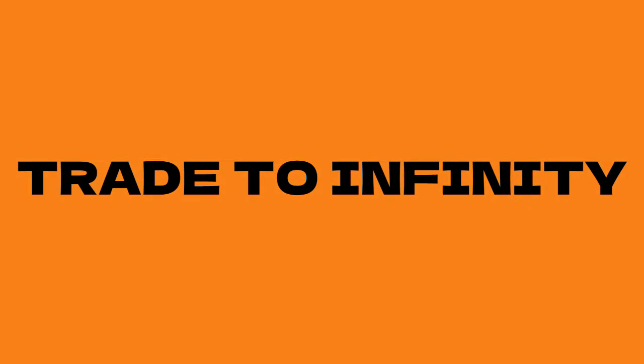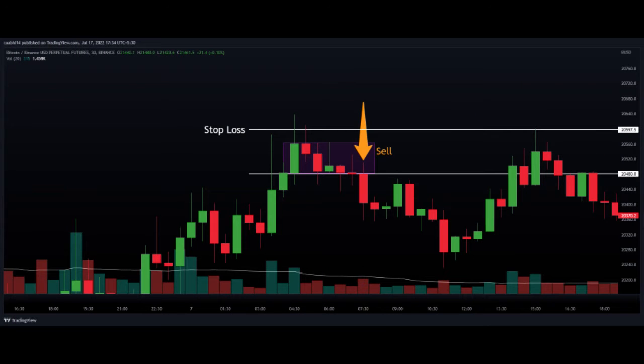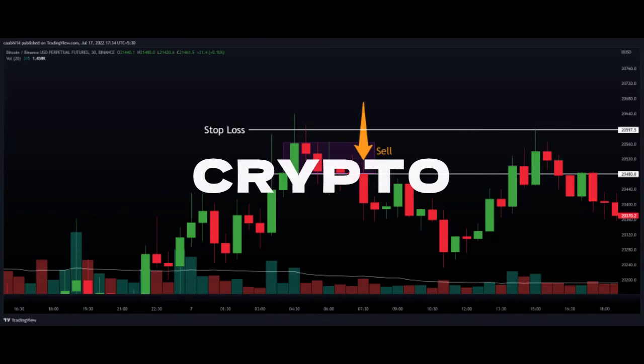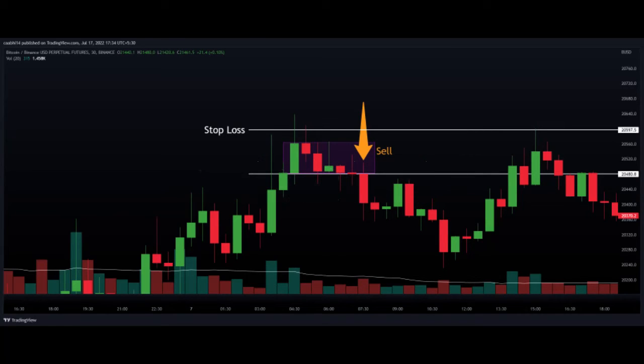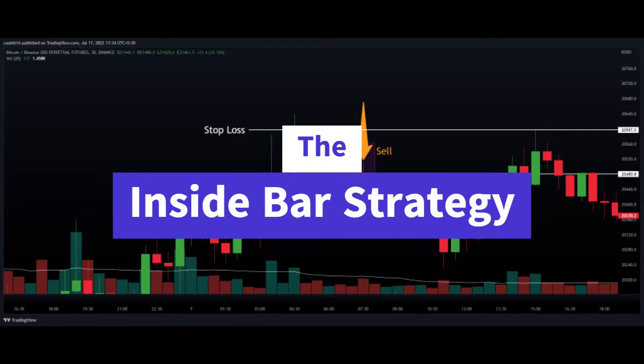Today, we are going to discuss a very important price action strategy, which produces great results. This strategy can be used at any time frame, and at any market like stocks, crypto, forex, etc. The strategy is known as inside bar strategy.